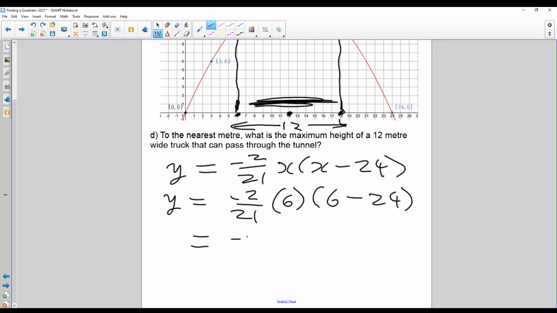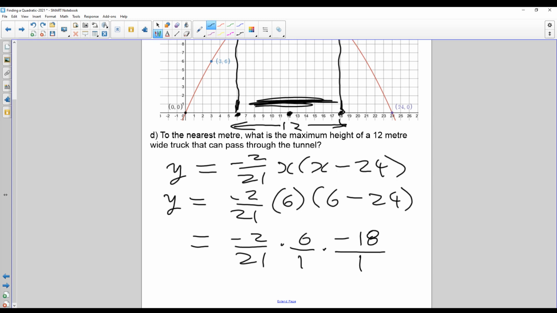Okay. Minus 2 over 21 times, I put 6 over 1 times. This looks like minus, I'm going to say 18 over 1. I think I'm right. If I'm wrong, you let me know. Yeah, I think I'm right.